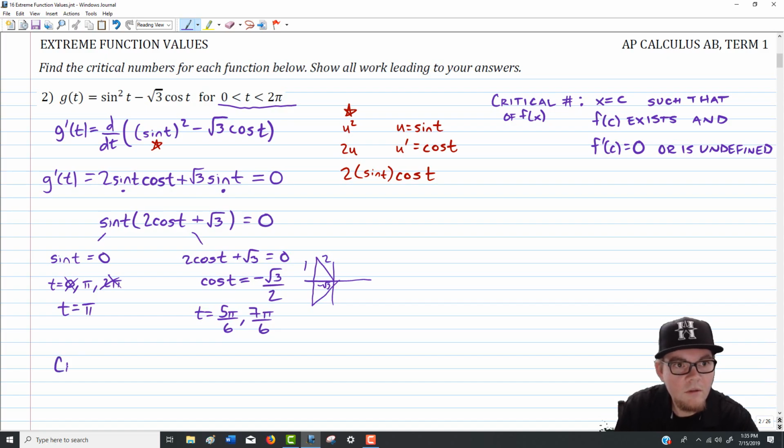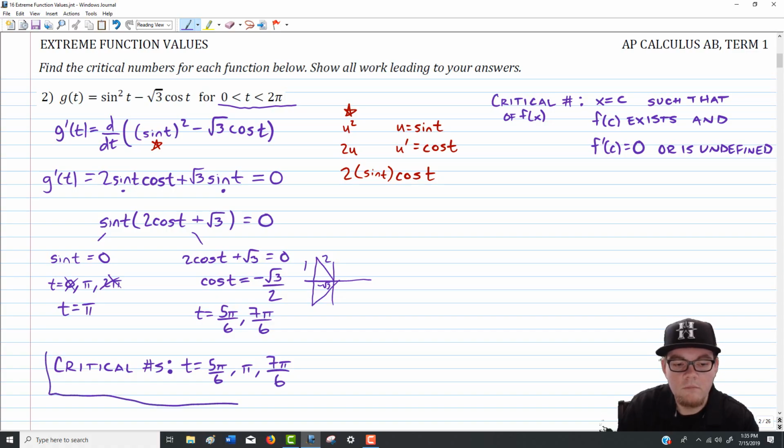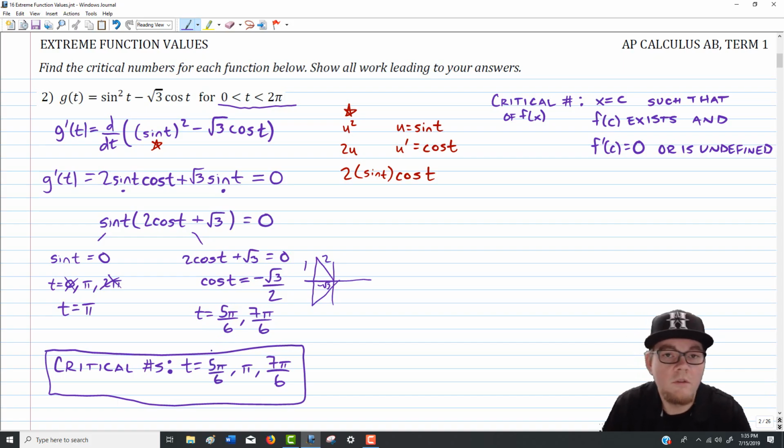And given that information, we're asked to just find the critical numbers, not the critical points. So we don't need to actually calculate their y values here. But the critical numbers for our particular function, g of t, are going to be t equals 5 pi over 6, pi, and 7 pi over 6. And if you're wondering why I wrote them in that order, it's simply for numerical value. So turns out there are 3 critical values.